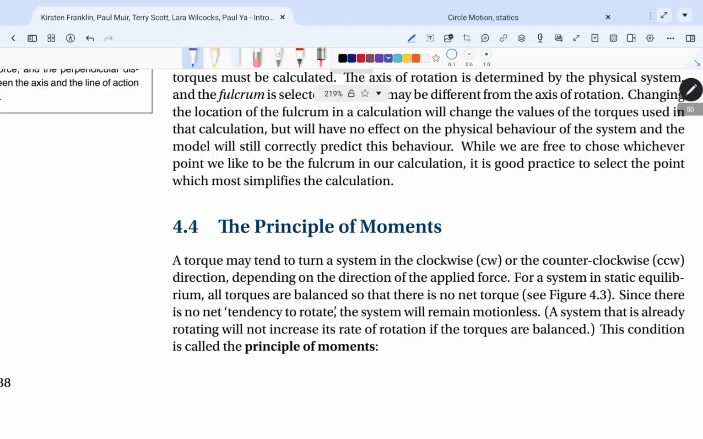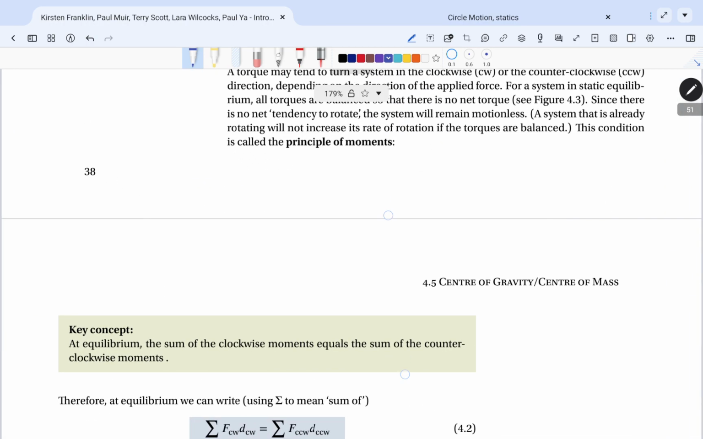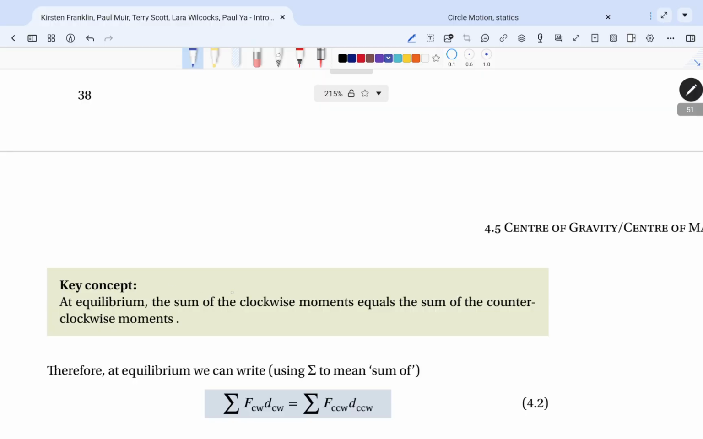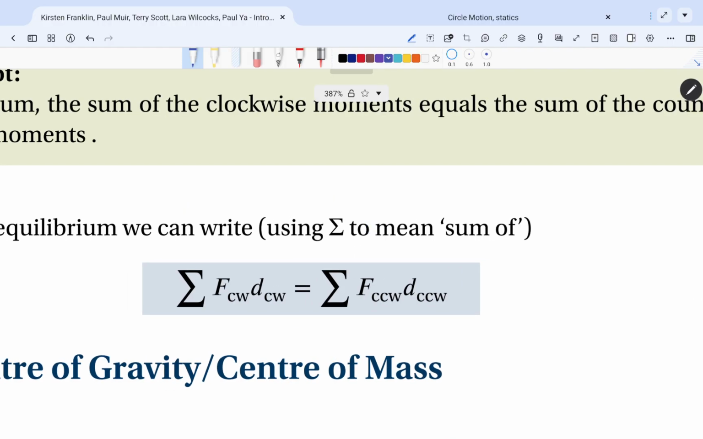Okay, very important. A torque might tend to turn a system in the clockwise or the counterclockwise direction. Moving on to the end, this condition is called the principle of moments. Very important definition to memorize. At equilibrium, the sum of clockwise moments equals the sum of the counterclockwise moments. So, what this equation means, the sum of the clockwise torques is equal to the sum of the counterclockwise torques.